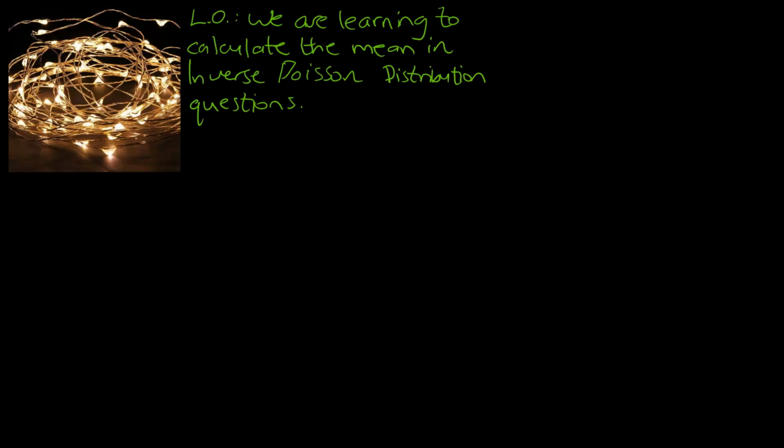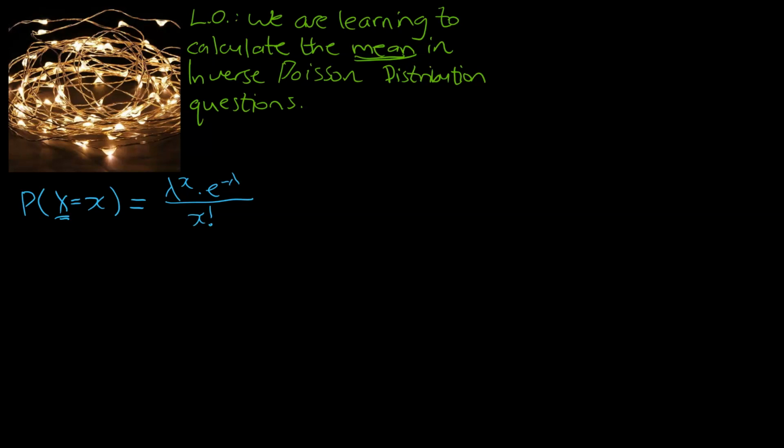Our learning objective is in green today, and we are learning to calculate the mean in inverse Poisson distribution questions. Before we get into the question, let's quickly recap on what the formula is. So hopefully we'll remember the Poisson distribution. The probability of random variable x occurring x amount of times is equal to lambda to the power of x times e to the power of negative lambda.